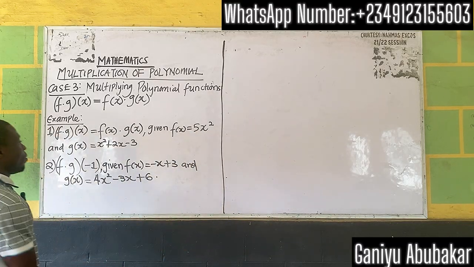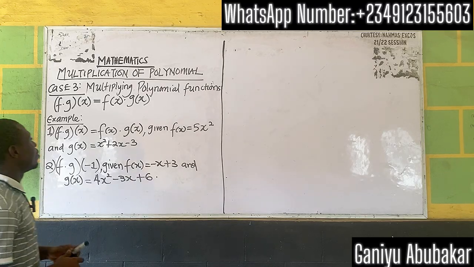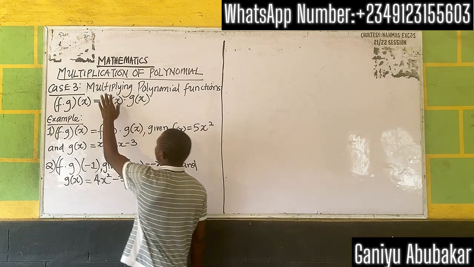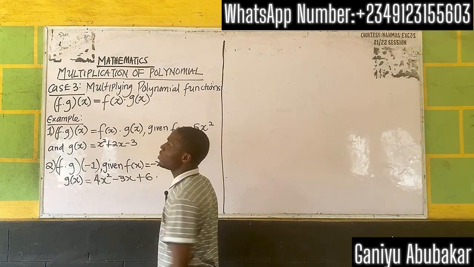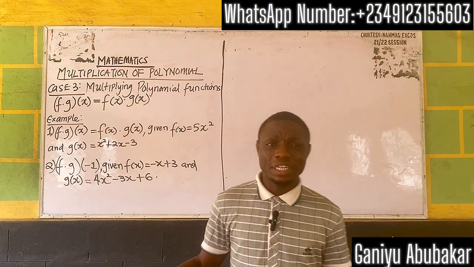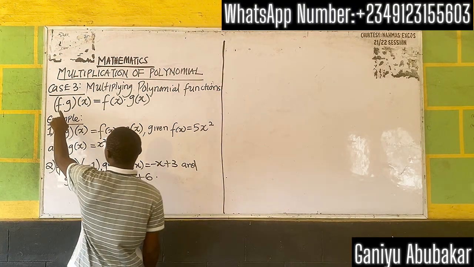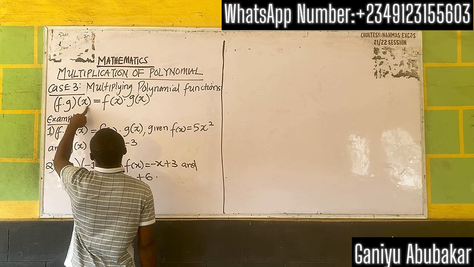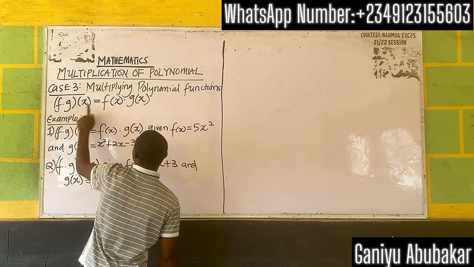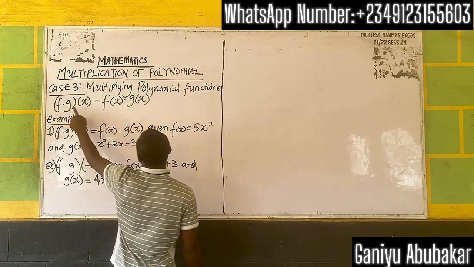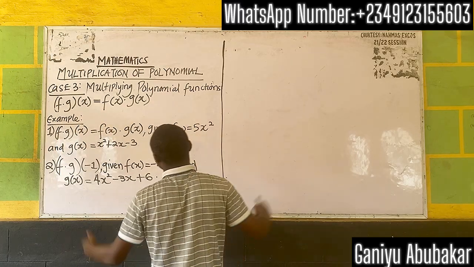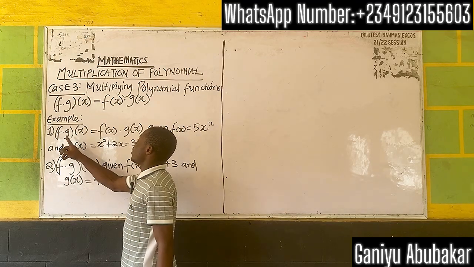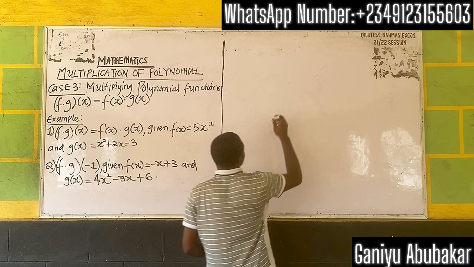All right. Finally, let's work on this, please. When it comes to multiplying polynomial functions, it's simple. They're just using function notation. That's all. If I have (f·g)(x), it means f(x) multiplied by g(x). So for number one, the solution.